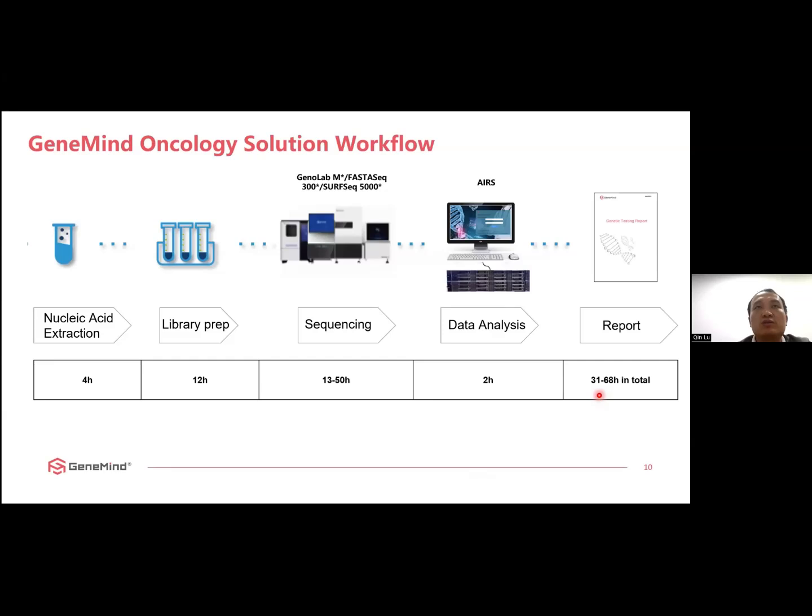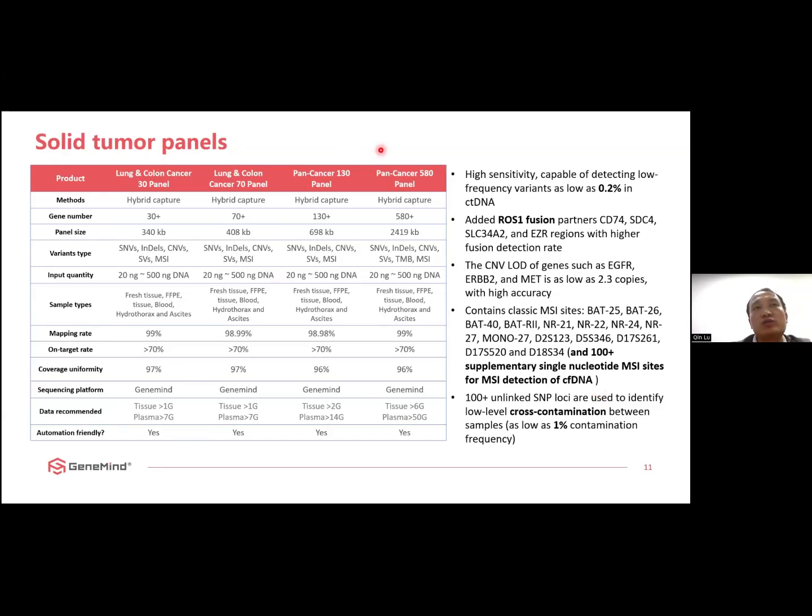And here is the oncology solutions workflow I have shown before, both automatic and manual operation are supported. And here are our solid tumor panels of 30 genes, 70 genes, and 170 genes, small panels to cover all the therapy targets, and a large panel of 580 genes. All these panels could detect SNV, indel, CNV, SV fusions, and MSI, and FFPE, blood, and some other liquid samples could also be supported. And here is the data volume needed, and all could be automated.